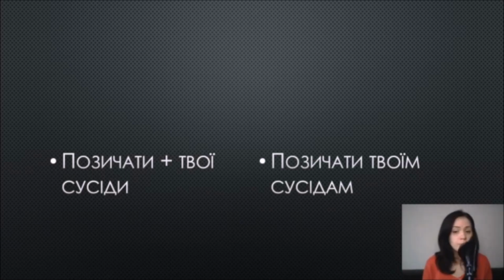Next. Позичати and твої сусіди. Позичати means to lend something to somebody, in this case, your neighbors. To lend something to your neighbors. Твої сусіди means your neighbors. So we need to put in dative case here two words, твої and сусіди. And that will be позичати твоїм сусідам. Твої сусіди in nominative became твоїм сусідам in dative.